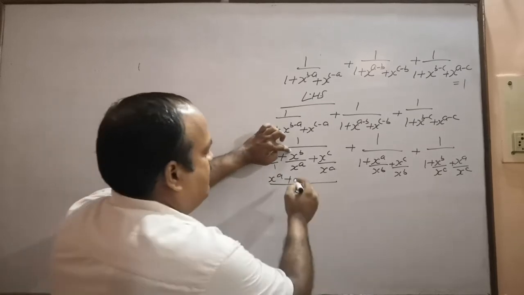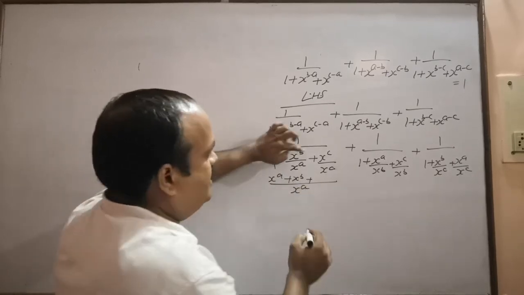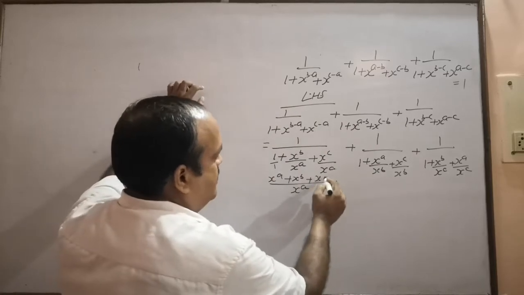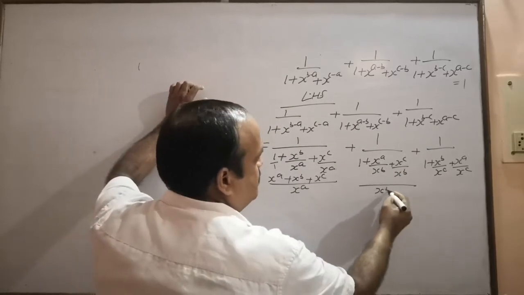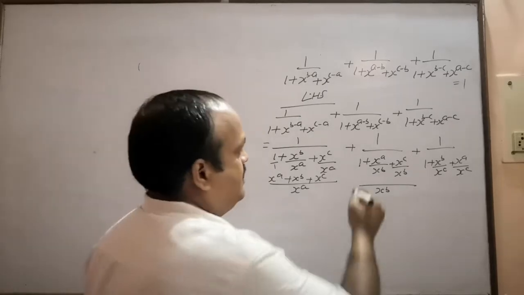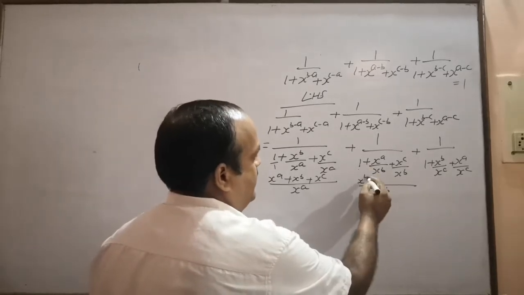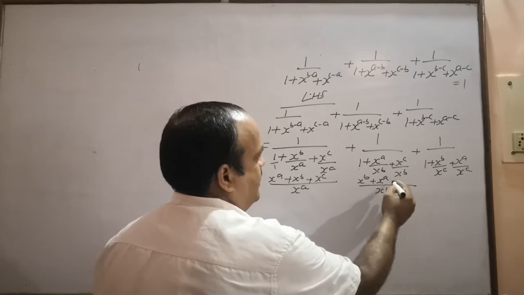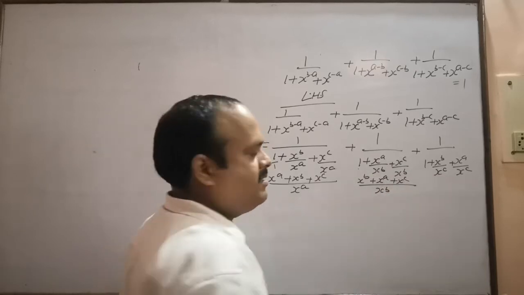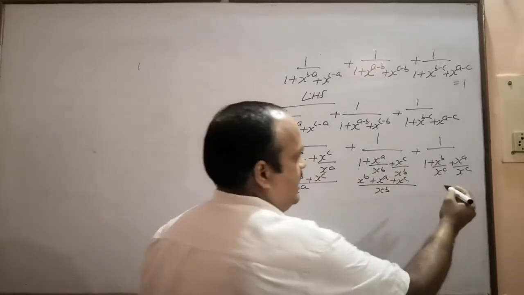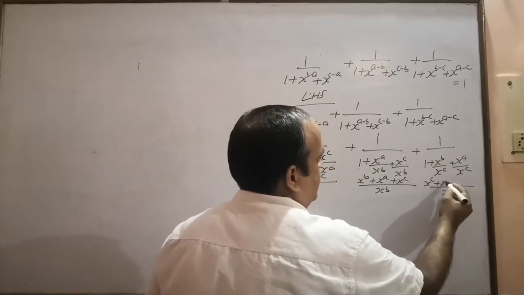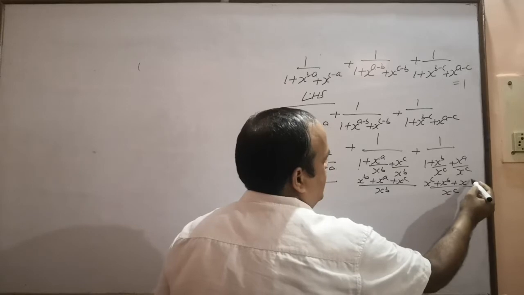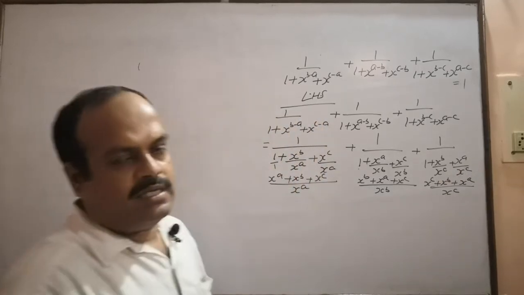This remains x to the power b. This remains x to the power c. Come here. x to the power b is the LCM. You will get here x to the power b, x to the power a, x to the power c. Go to the last one and add x to the power c. You will get x to the power c plus x to the power b plus x to the power a.